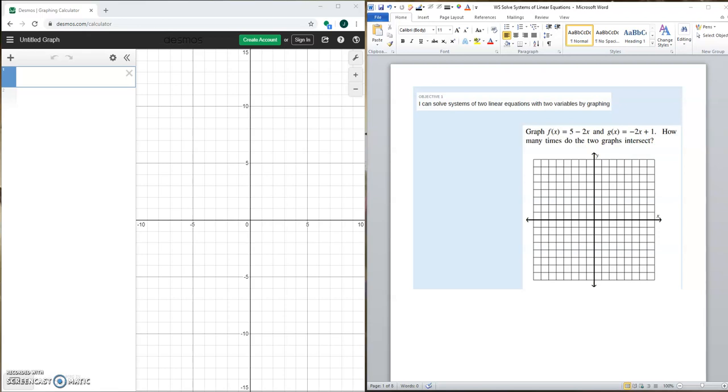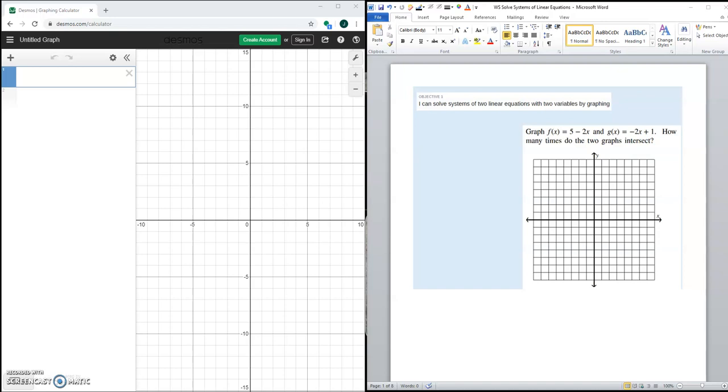Welcome back, everyone! Today we're going to have a workshop on solving systems of linear equations. This topic has three objectives. The first objective is: I can solve systems of two linear equations with two variables by graphing.